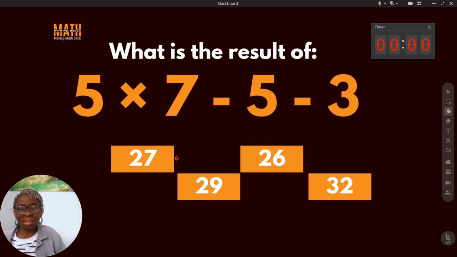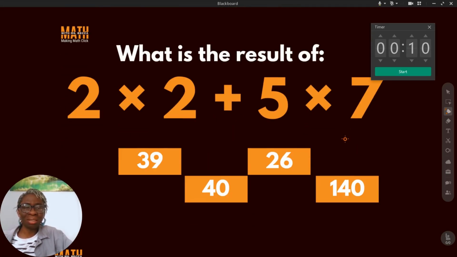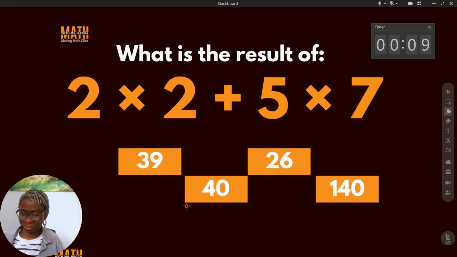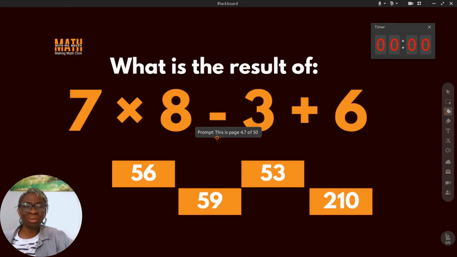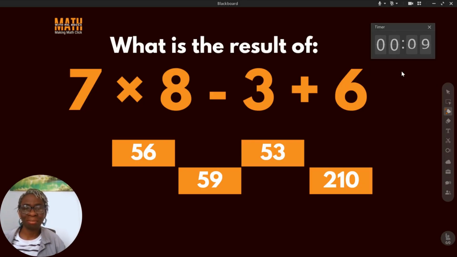Can you answer this in 10 seconds? Time up. The correct answer is 27. Question 3. Can you answer this in 10 seconds? Time up, and the correct answer is 39. Let's go for the fourth question. Can you answer this in 10 seconds? Time up, and the correct answer is 59.